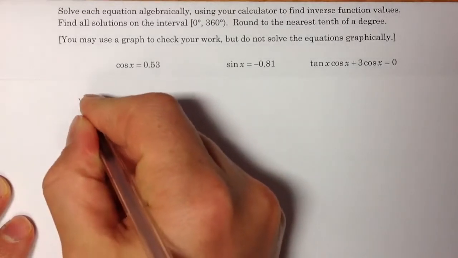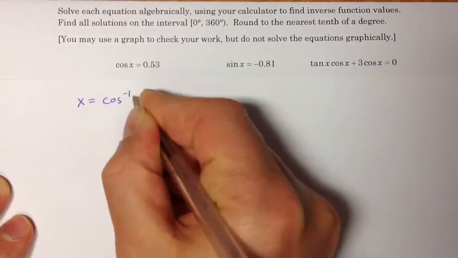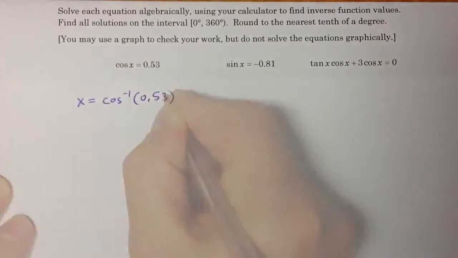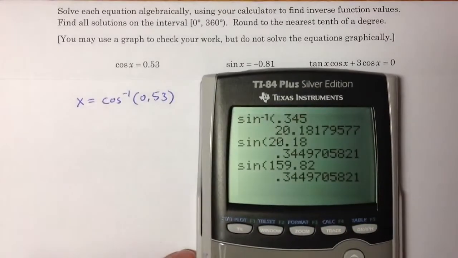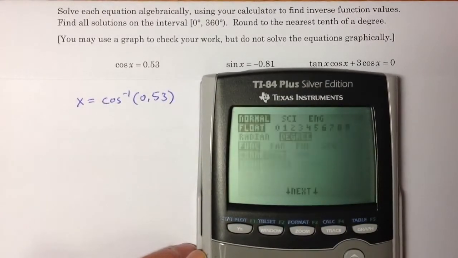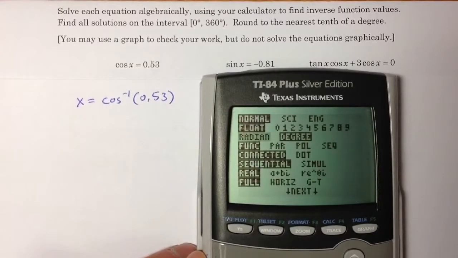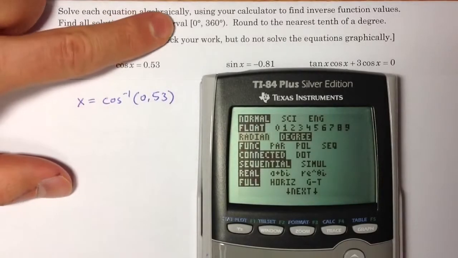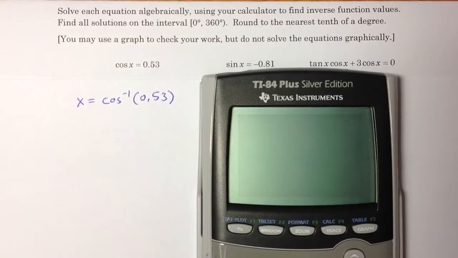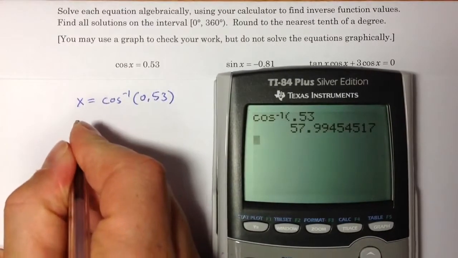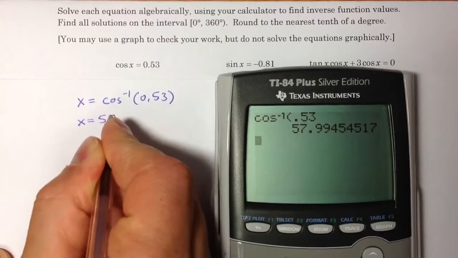So we can apply inverse cosine, so x equals cosine inverse of 0.53. The calculator can give us a value for that. When using a graphing calculator, I want to make sure I'm in degree mode rather than radian mode because I'm looking for solutions in terms of degrees. So we are in degree mode, so that's good. And then inverse cosine of 0.53 gives us one of our solutions. So that's pretty close to 58 degrees. So let's say one of our solutions is 58 degrees.